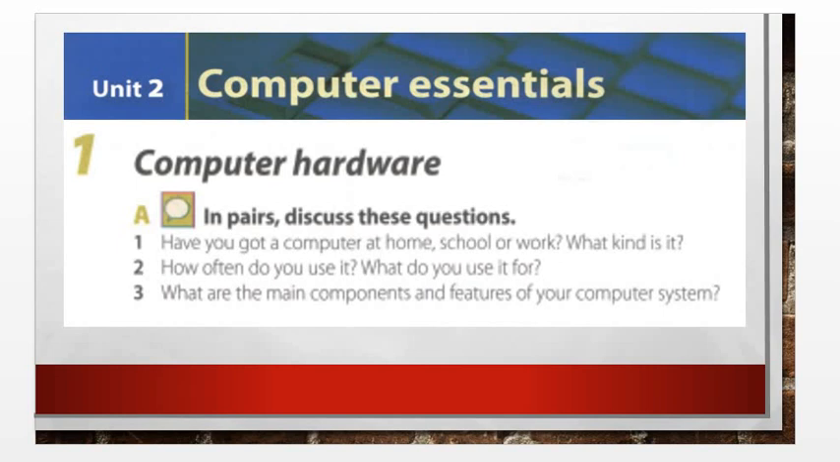What are the main components and features of your computer? What is the meaning of component? Component means element. Component means part. Component means feature. What are the important parts of your computer? What are the main components of your computer? Main means important. You can answer, for example, that the main components of my computer are the monitor and CPU. The main components of my computer are the hard disk and power supply, for example, like this.